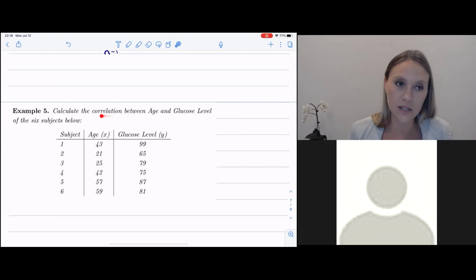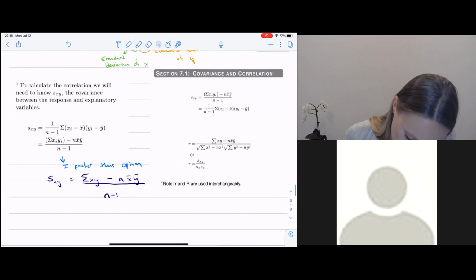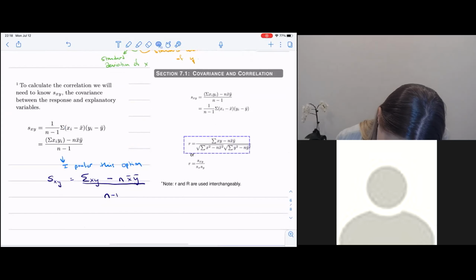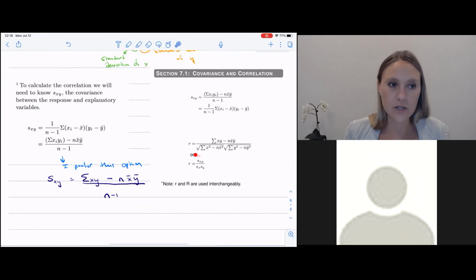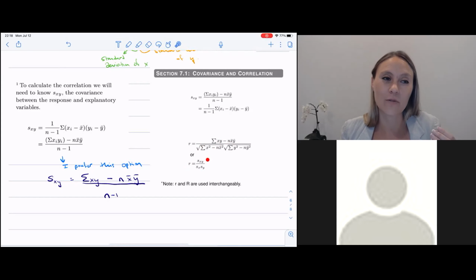If we have to calculate the correlation, then let me grab the formula that we're about to use here. Without any other knowledge, we're better off using the big formula, because otherwise I would have to calculate the covariance, and then calculate the standard deviation of X, and then the standard deviation of Y. That's just a lot of different components. I'd rather just do one big nasty formula instead.